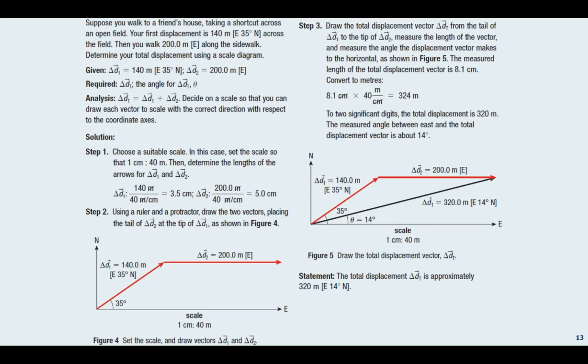Okay, so according to the addition of vectors, we know delta DT equals delta D1 plus delta D2. We can decide on a scale so that we can draw each vector to scale with the correct direction with respect to the coordinate axis. So first step, we can choose a suitable scale. In this case, set the scale so that 1 centimeter denotes 40 meters. Then determine the length of the arrows for delta D1 and delta D2. Delta D1 is 3.5 centimeters and delta D2 is 5 centimeters.